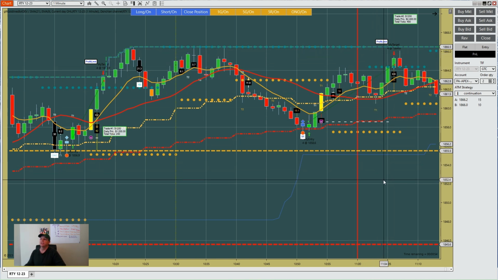Now, interestingly enough, look at this. This did not even reach the daily high. So we've been there 1, 2, 3 times. The third time slammed us all the way down back to our directional trade line.